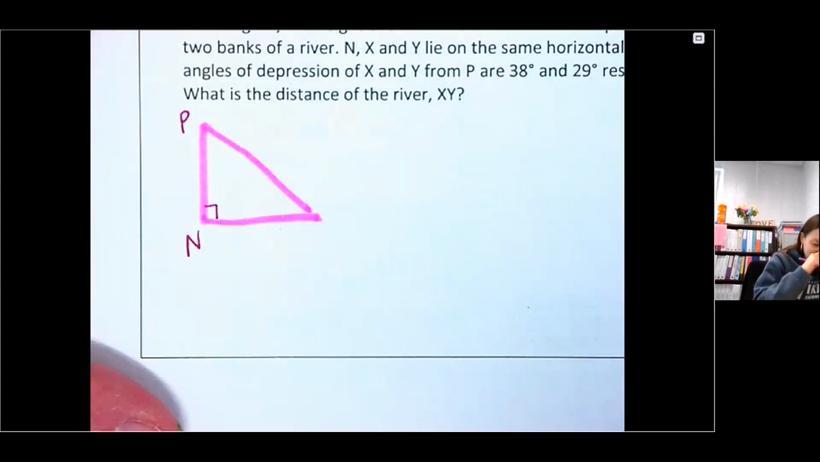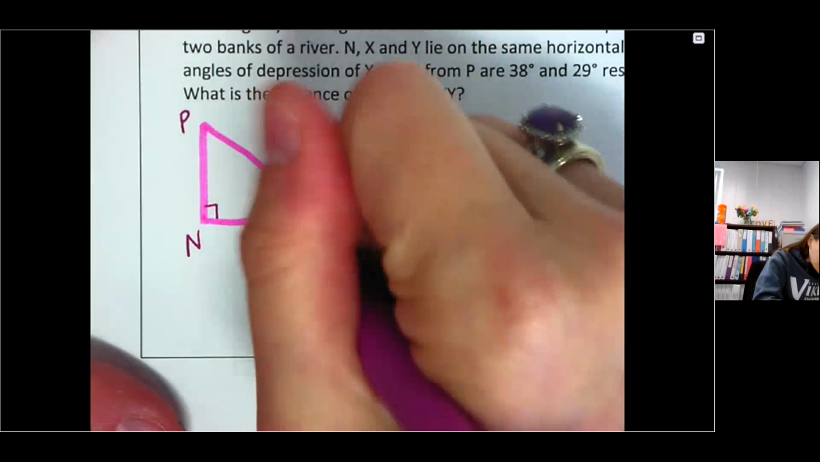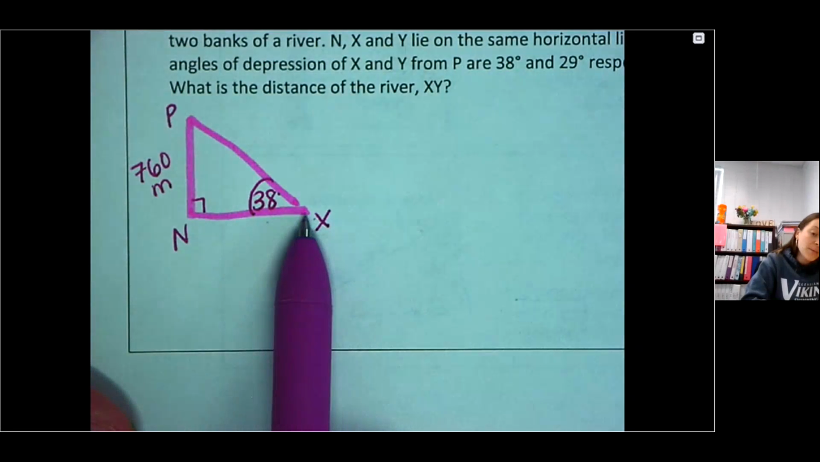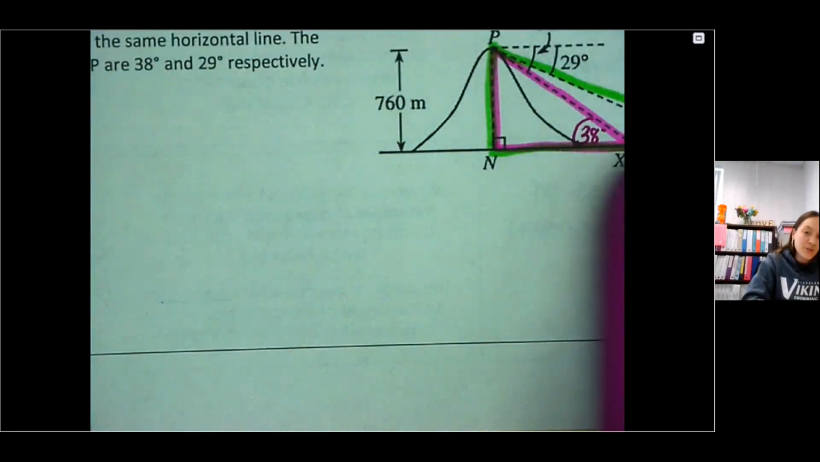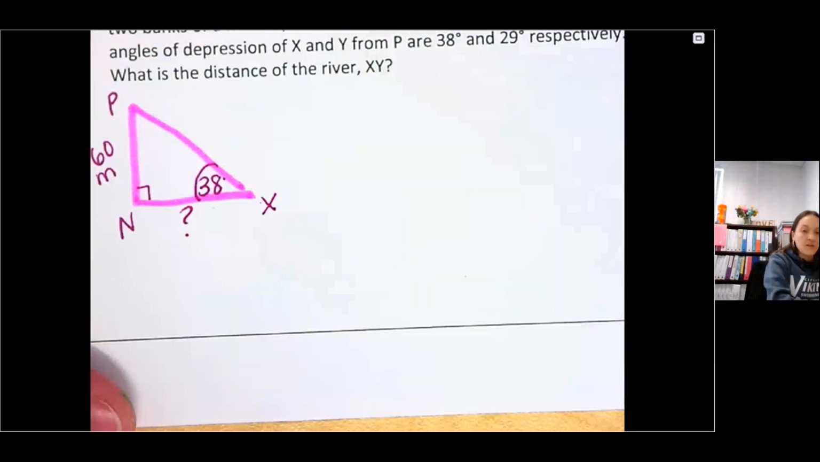So I'm just going to, like I did before, redraw my picture. Hopefully you're noticing it's very repetitive, but if you can get the steps down, then they all pretty much look the same. 760. Okay, so we're trying to find, again, the length at the bottom here, because we're trying to find the distance between the pink one and the green one. We're trying to find just this remaining piece right here. So we're going to solve for this bottom piece over here.